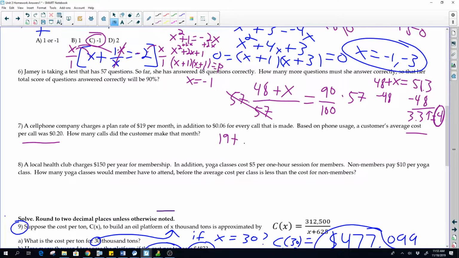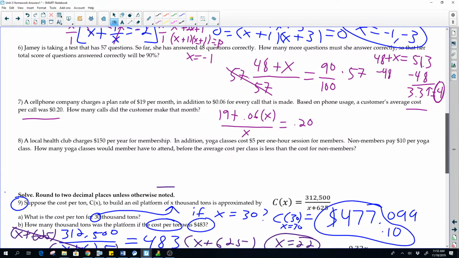So that's 19 plus 6 cents for every call. We'll call it X. If it was just 1 call, it'd be 6 cents, and if it was 2 calls, 12 cents, so you just plug in for X. And then when you take the average, you add up all your prices and divide by how many phone calls they made that month. We set that equal to 20 cents per call, because that's the average they tell us. So now just solve for X. So there's help on number 7.